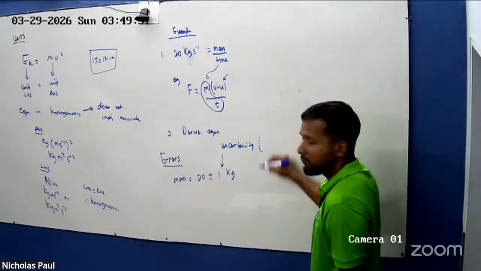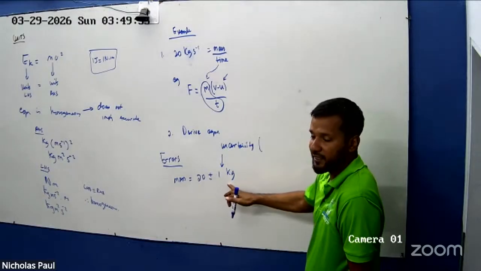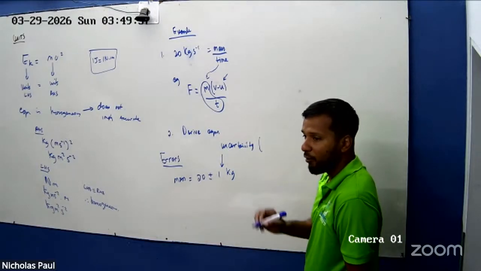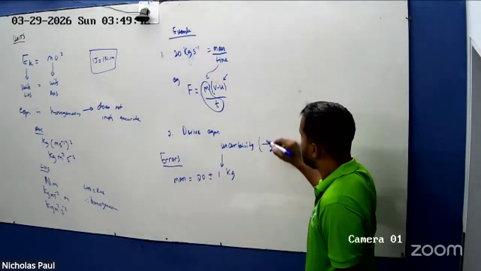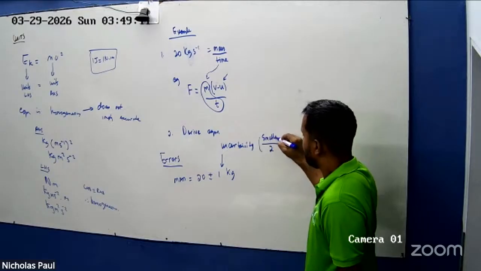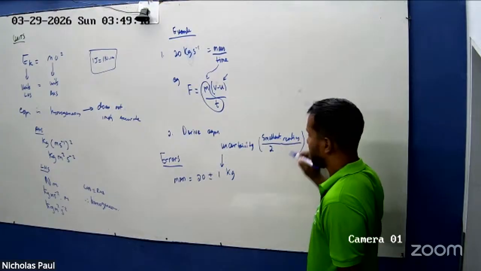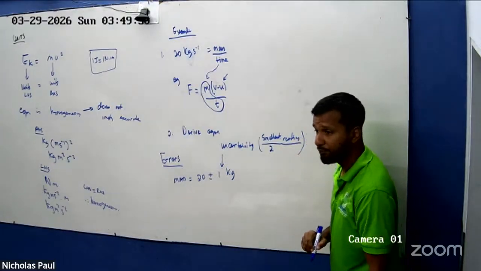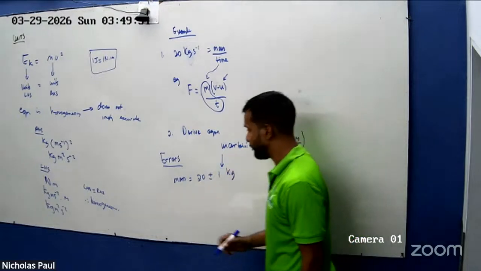If I give you a scale, let's say the scale is analog, how do we find the error? Half of the smallest reading. Everybody okay with that? So half of the smallest reading would give us our uncertainty.